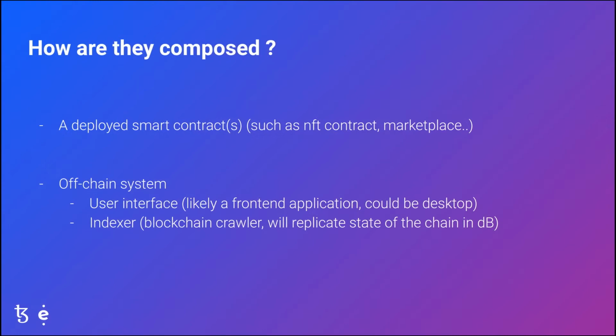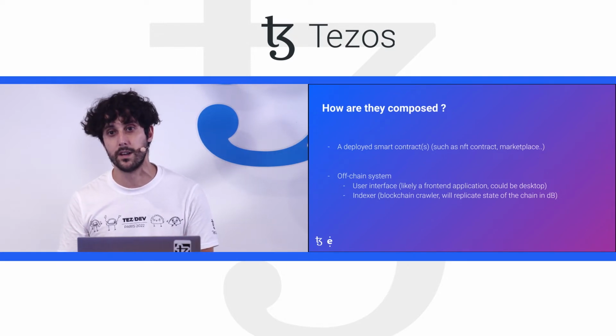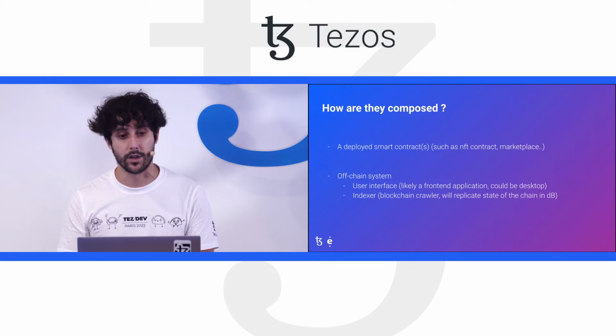The components of a decentralized app are two parts. First, we have the smart contract, like we talked about yesterday. Tezos offers a wide variety of flavors in order for you to develop your smart contract. And the second component is the off-chain system, and this is kind of like the centralized part of your dApp. Other components are the user interface and the indexer as well.